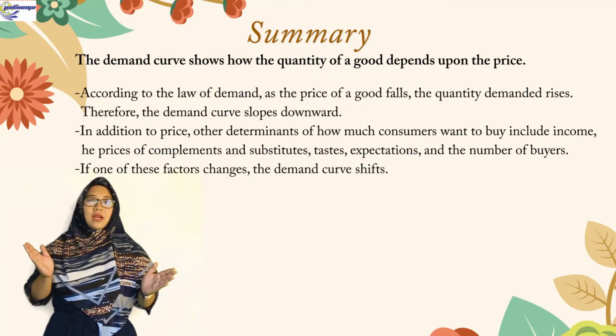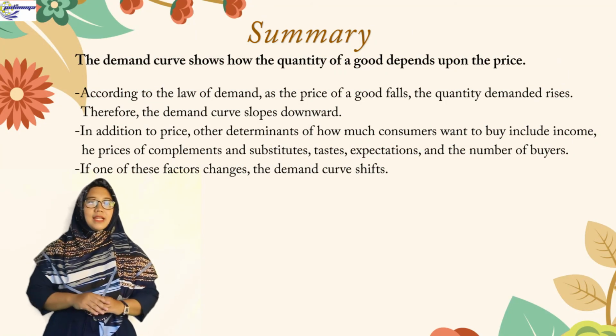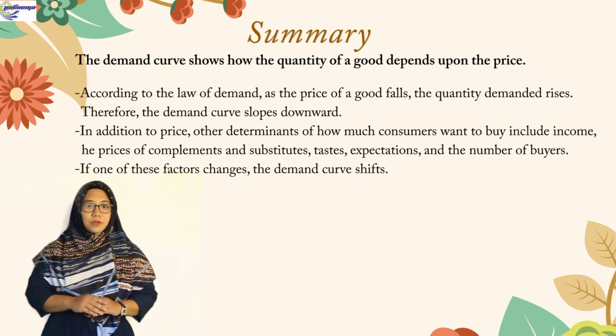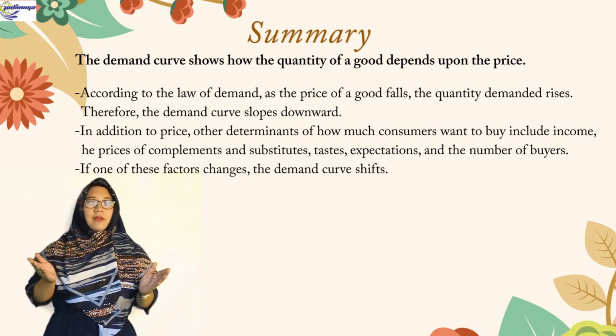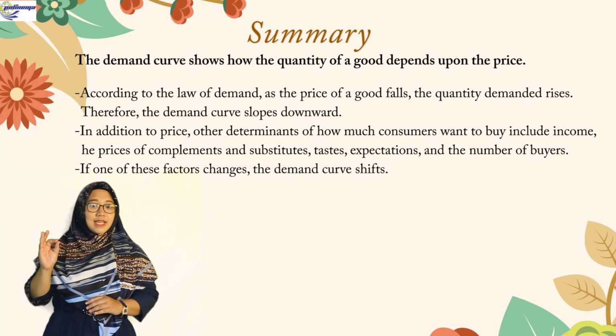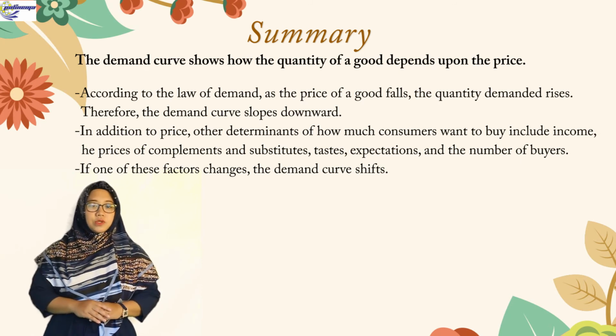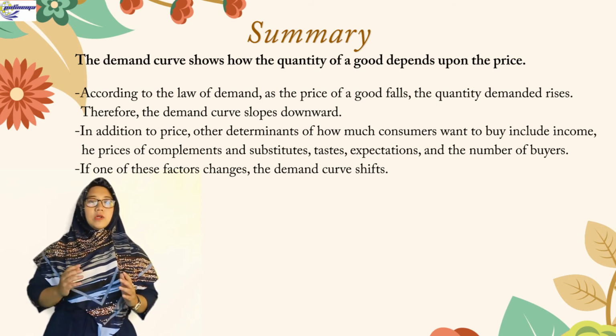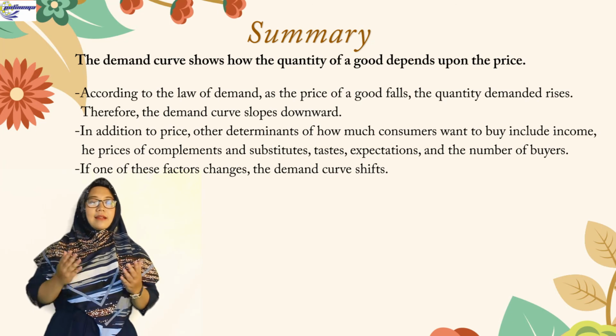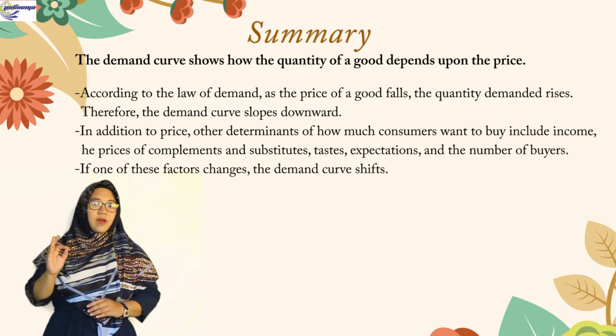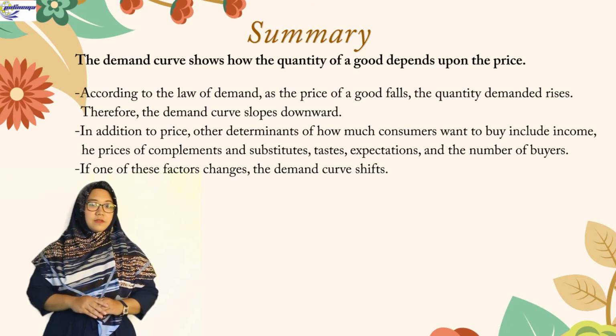The last, what can we conclude from this topic? Number 1, the supply curve shows how the quantity of the good supplied depends upon the price. According to the law of supply, as the price of a good rises, the quantity supplied rises. Therefore, the supply curve slopes upward. In addition to price, other determinants of how much producers want to sell include input prices, technology, expectations, and the number of sellers. If one of these factors changes, the supply curve shifts.